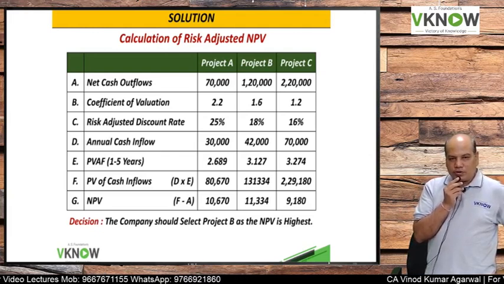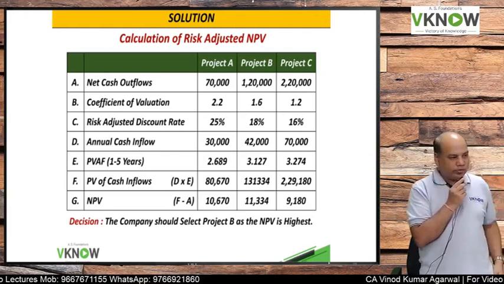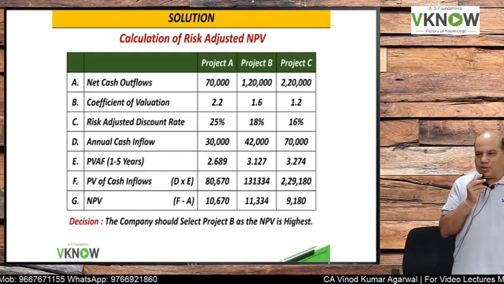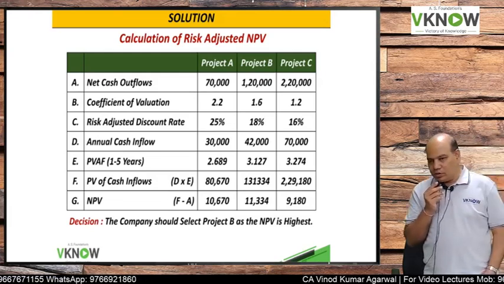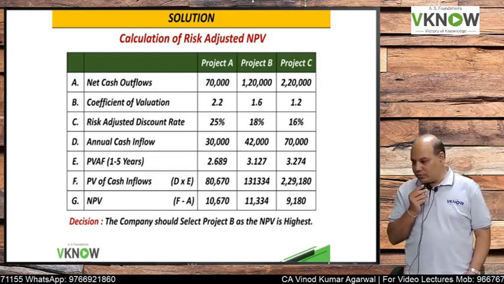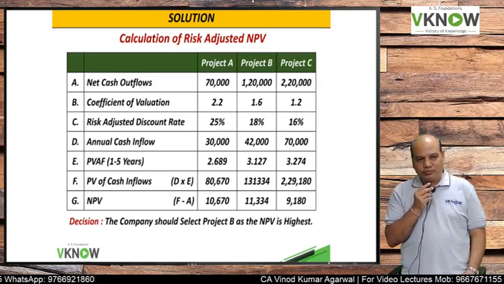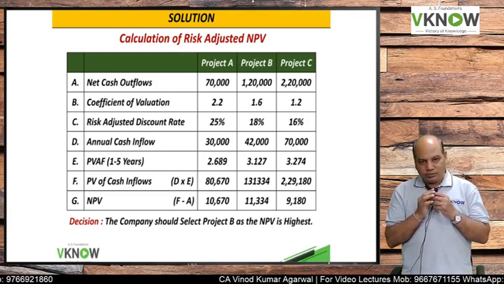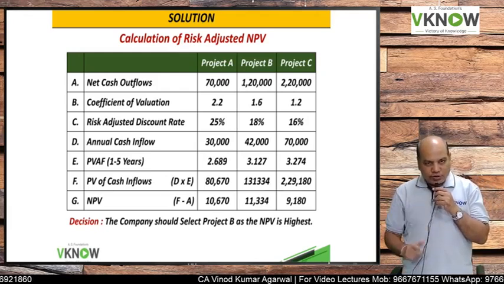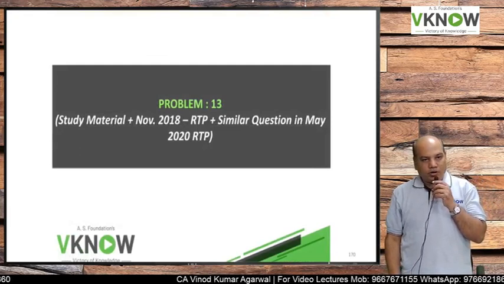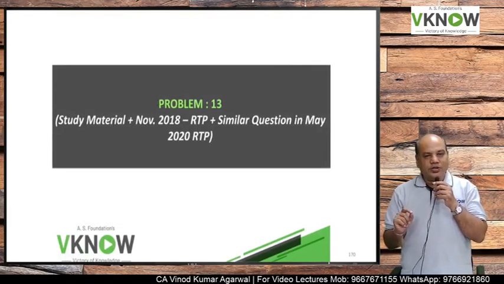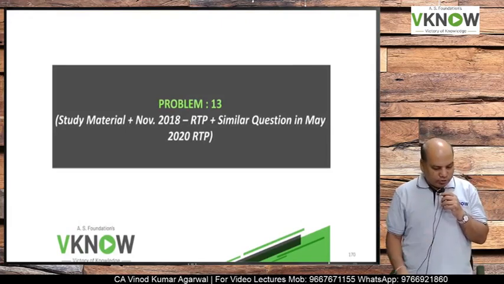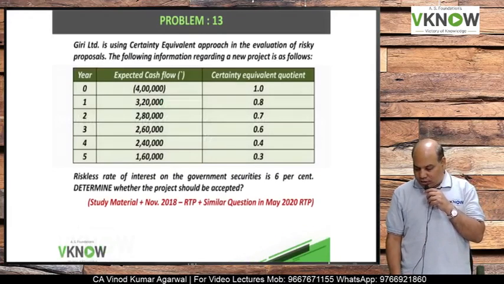The company should select project B because it has the highest expected NPV. Now you get 5 marks for this much effort. So this was an example on RADR, risk adjusted discount rate. Any query on this? If no, go to question number 13.